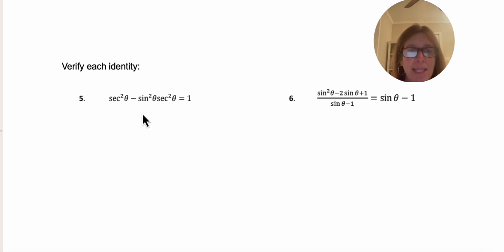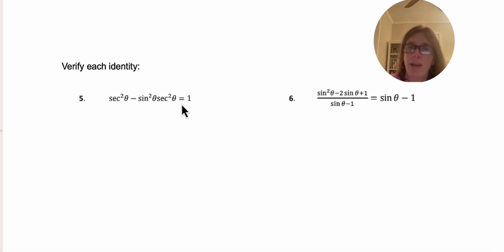So I'm looking at this, I've got a secant squared theta minus a sine squared theta, secant squared theta equals 1. Now, I know your teachers always say, oh, write it in terms of sine and cosine. This is where you actually have to use some really good problem solving skills, and you have to say, what's the smartest thing to do? And oftentimes, turning it into sine or cosine is only helpful when there's no square.